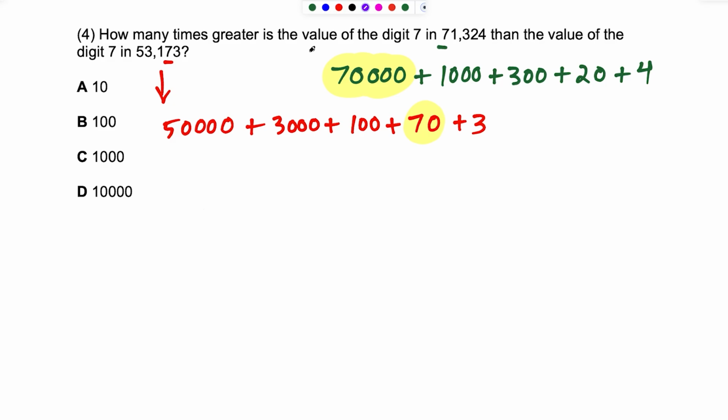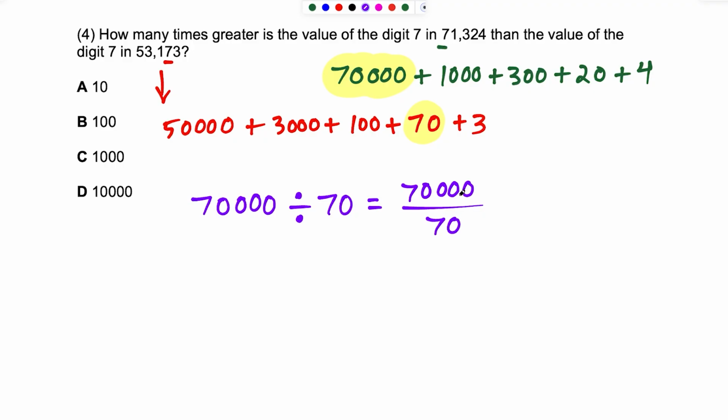So if we want, what we could do is we could rephrase this question. We could answer the question, how many times greater is 70,000 than 70? And to find this, what we could do is we could just divide. We could do 70,000 divided by 70. And this we could write as a fraction. We could say 70,000 divided by 70.